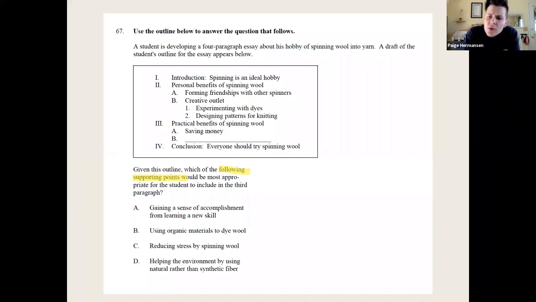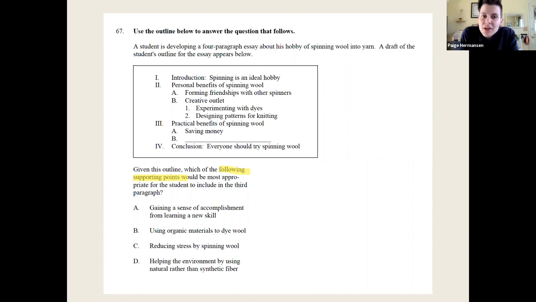Okay, and what about this outline question I promised we would go over? So a student is developing a 4-paragraph essay about his hobby of spinning wool into yarn. Again, very, very wholesome, very quaint. A draft of the student's outline for the essay appears below. So we have introduction, spinning is an ideal hobby. I guess that's the thesis.